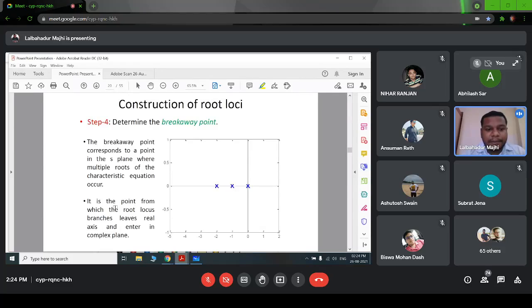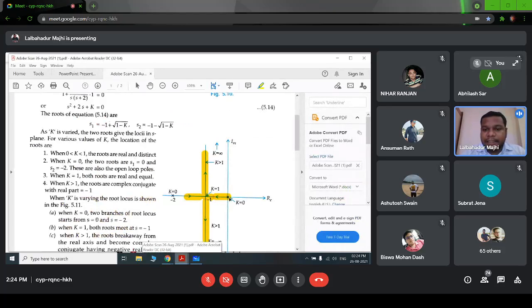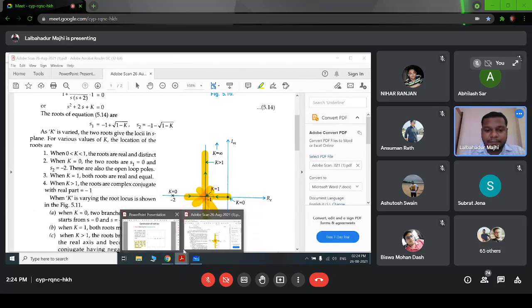So it is the point from which the root locus branch leaves the real axis and enters the complex plane. Clear? Like in this example, the root locus leaves the real axis and enters the complex plane, right? So after this point, this is our breakaway point.